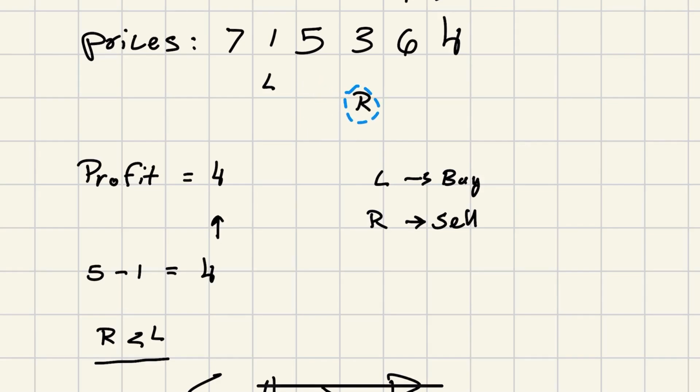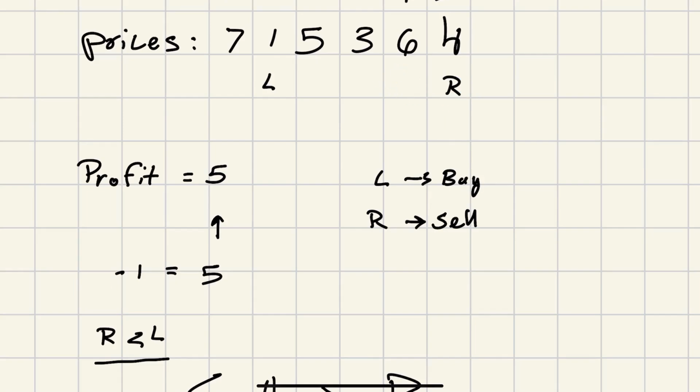We go again. Well, 3 minus 1 is 2. We do make profit, but it's not bigger than our previous profit. Go again. 6 minus 1 is 5. Now notice this is bigger than the 4, so we can update it. Now our new max profit is 5. And we update it again.